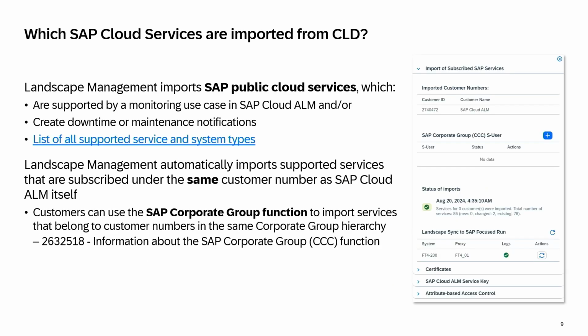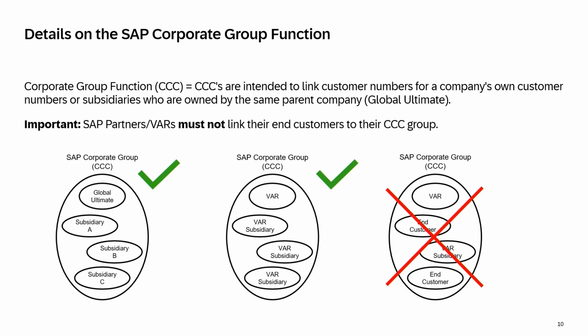If you look here, I put the information node in here. This is the node that gives you all the information and also the links to how you can create a new corporate group function, etc. But basically what you do is you link your companies together in a corporate group, and then you can use this corporate group capability to import all your customer numbers into one Cloud ALM.